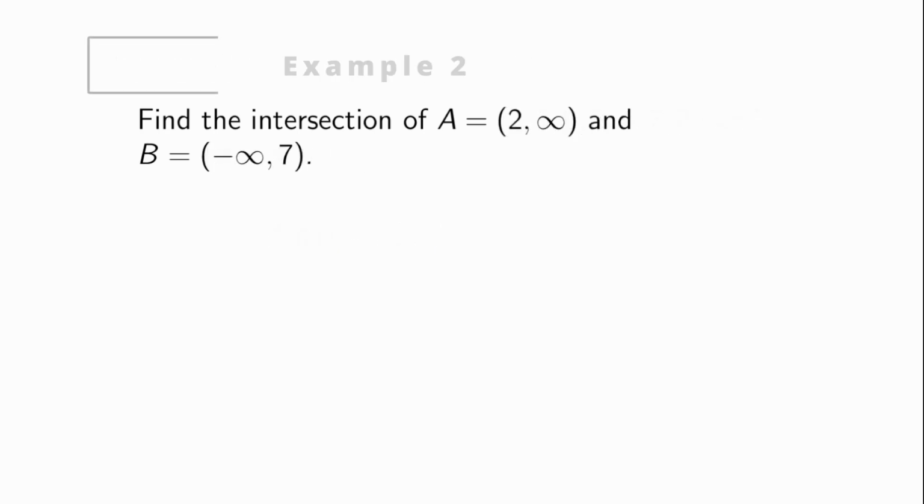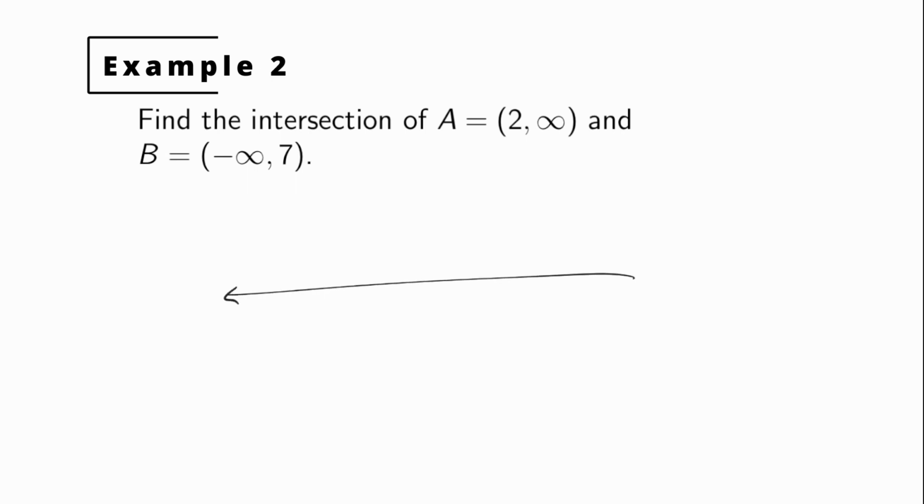Now when we're trying to find intersections or unions of sets, and those sets are written in interval notation or set builder notation, it can be very helpful to graph them to see what's going on. We want to graph them on the same number line. So here's my number line. The first set, A, is 2 to infinity. So here's 2. I'm going to graph A in blue. I'm going to graph them in different colors. You'll see why in a moment.